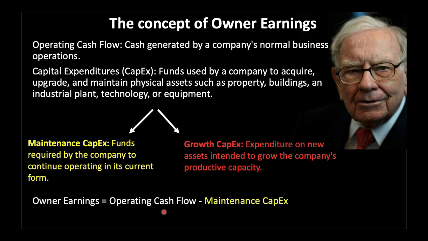And owner earnings is operating cash flow minus maintenance capex. Now the problem with owner earnings is that operating cash flow is easy to find. It's in the cash flow statement, but most of the companies do not mention maintenance capex. So they do not give you a number of what the maintenance capex is.